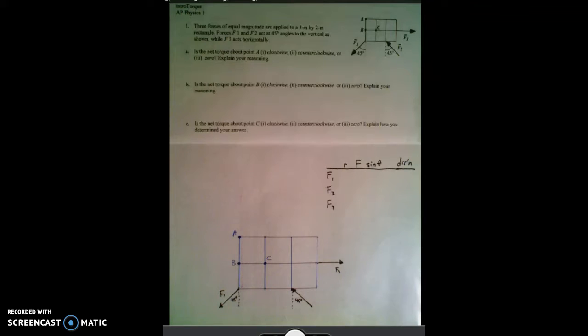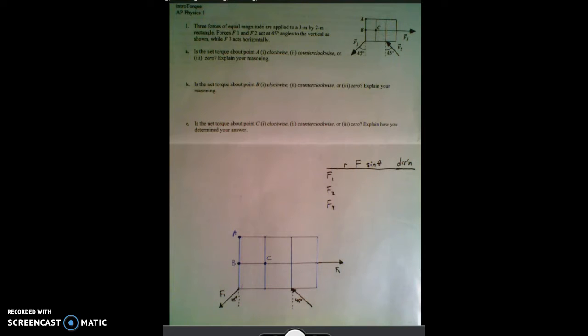In this problem, we're trying to work out the direction of the net torque acting on a two-dimensional object by three different forces of equal magnitude. So what we need to do is determine the magnitude and direction of the torque by each of those forces. And for that, we'll need the radial distance, the amount of force, and the angle.